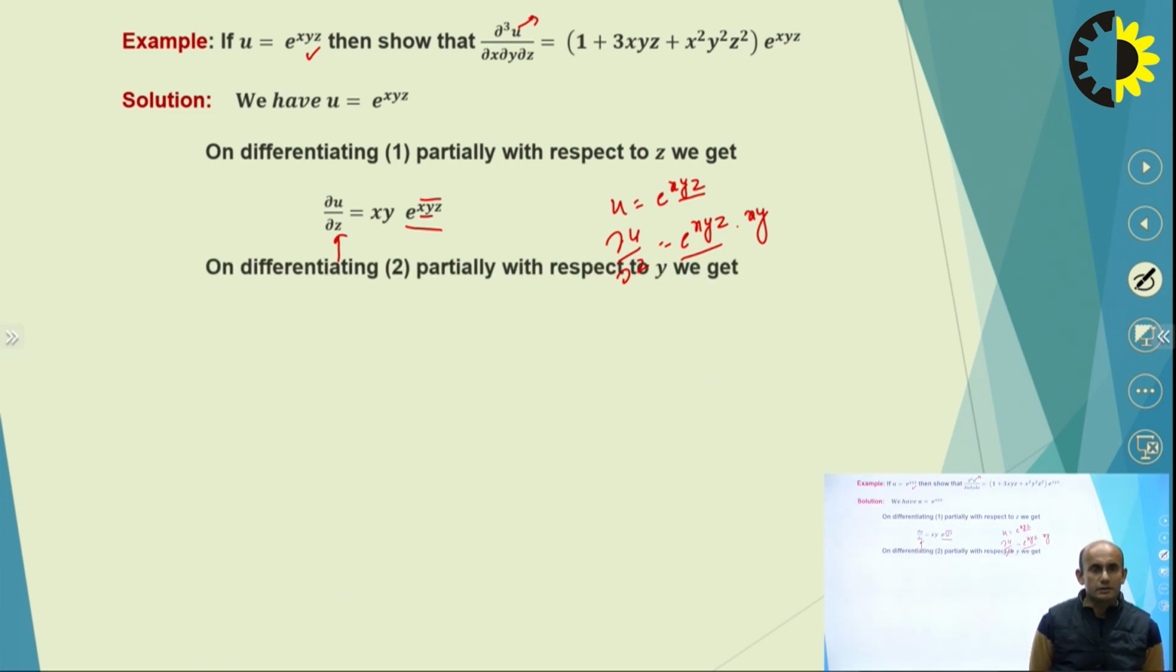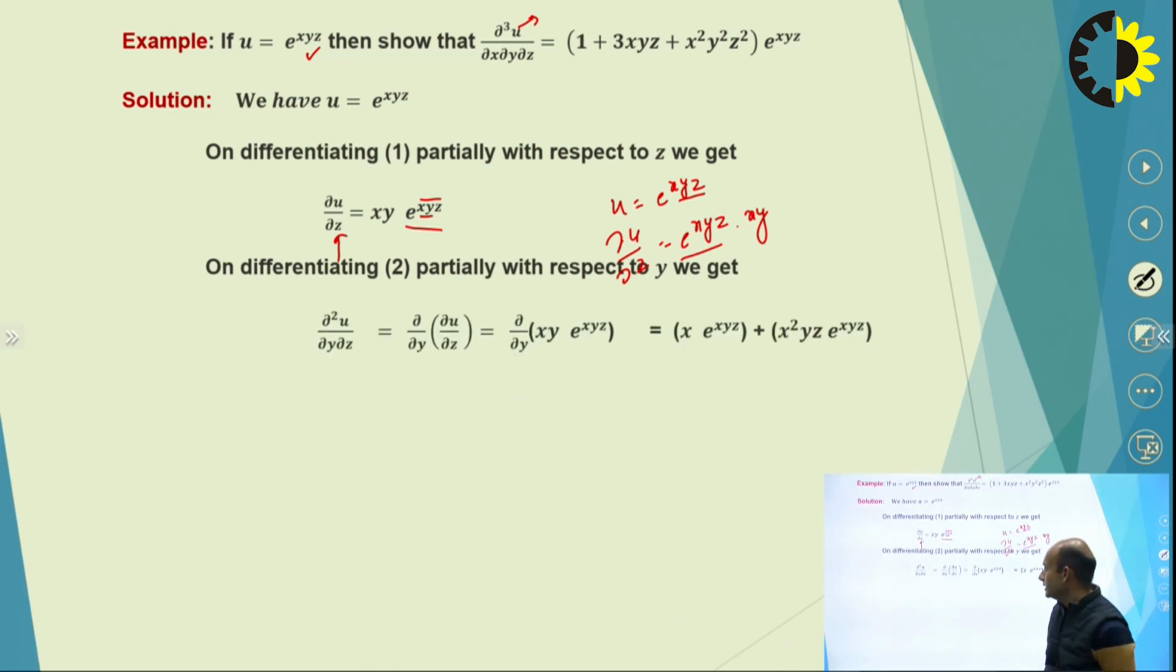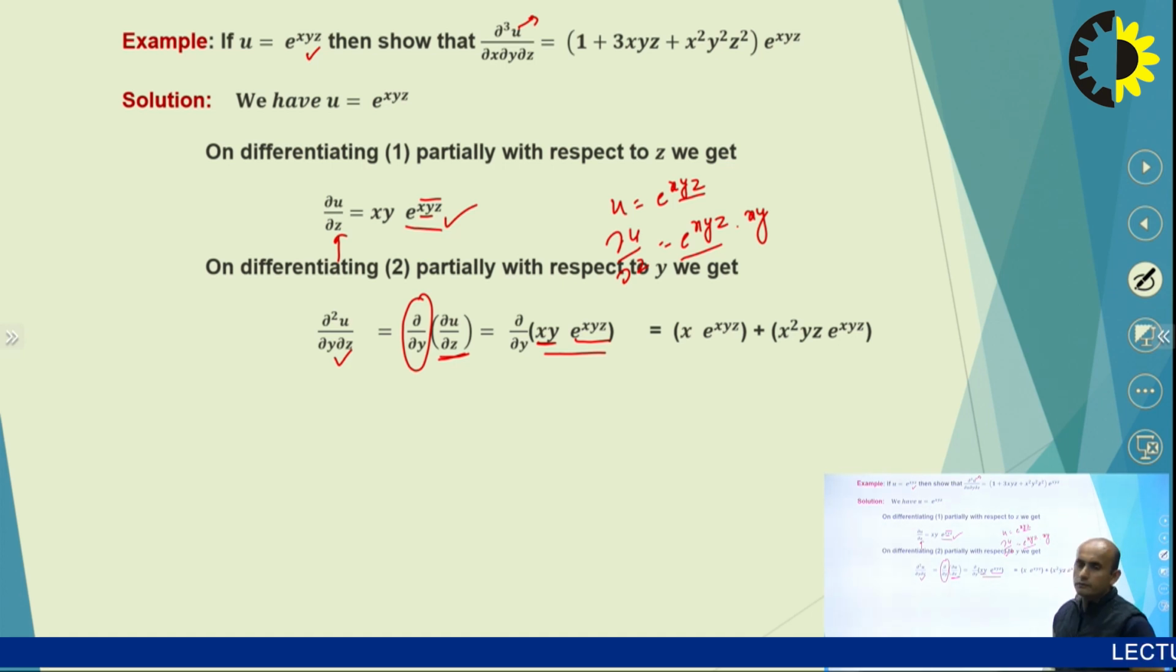And again, if we have to find del 2u upon del y del z, it means del upon del y of del u upon del z. So here we have to differentiate this function, del u upon del z, with respect to y. If we differentiate this function, this is actually a function of y also, and this is also a function of y.